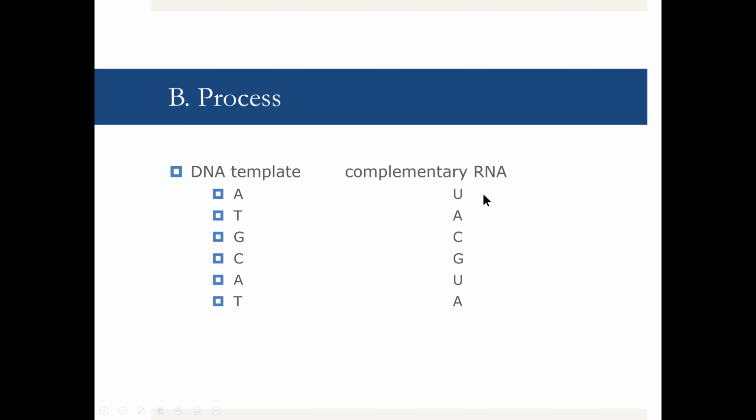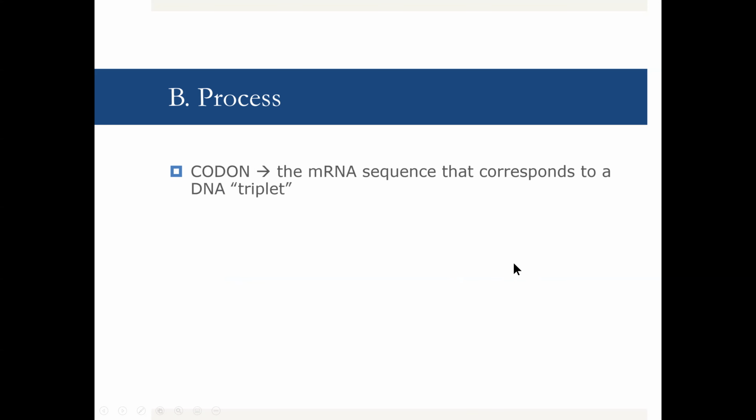And so that's our complementary RNA, this would be our messenger RNA. This would be what the codon would be, okay? This is a triplet here, ATG. This codes for one amino acid. This is the codon on the messenger RNA. Codon: the messenger RNA sequence that corresponds to a DNA triplet.